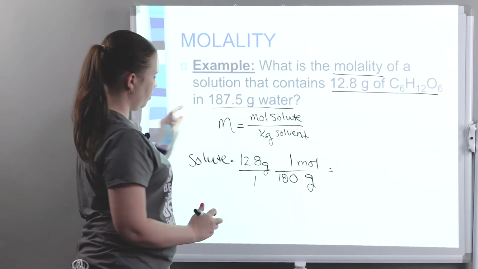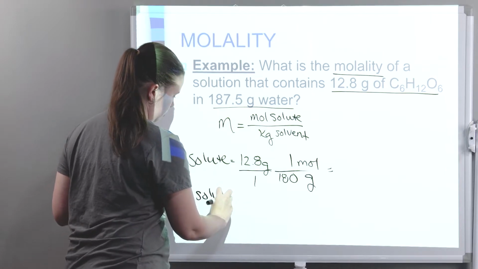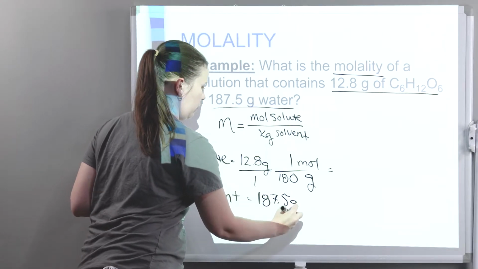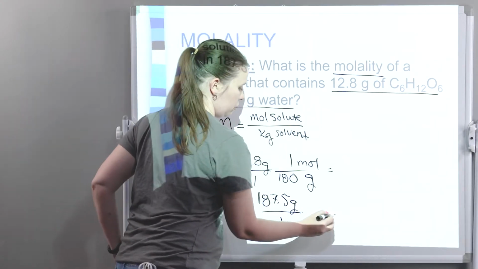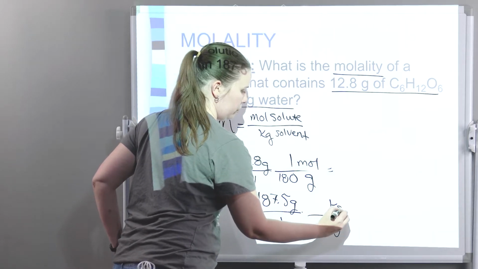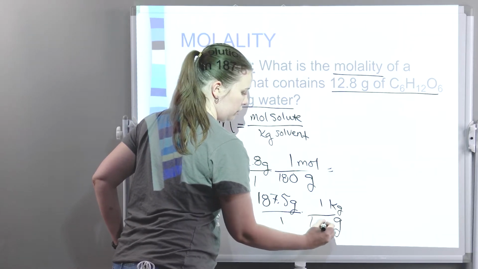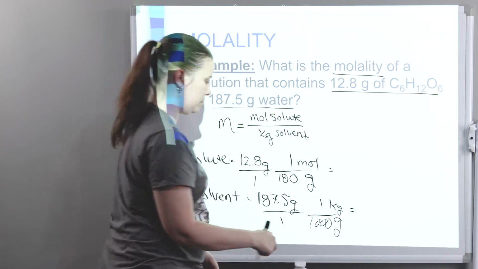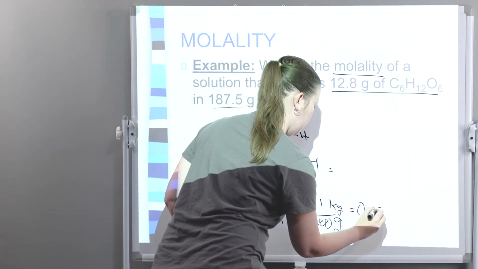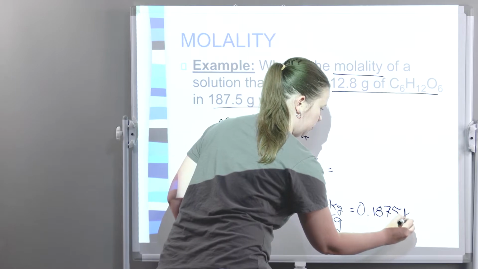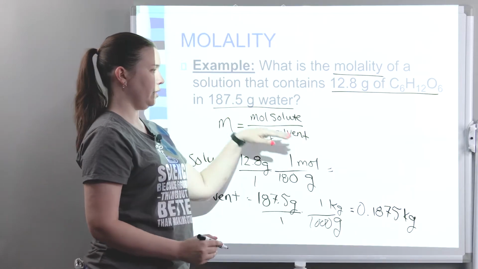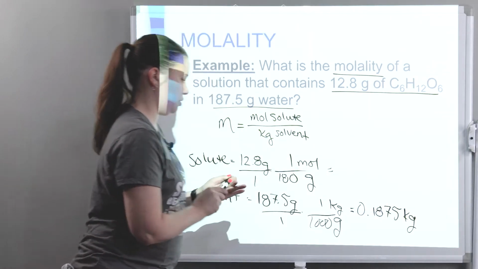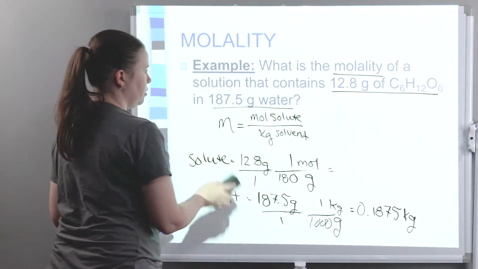Then we're going to need to convert our solvent. So the solvent is given as 187.5 grams. So we can convert gram to kilogram using dimensional analysis. Gram on the bottom, kilogram on top, and 1 kilogram is equal to 1,000 grams. Or you may know the trick where you're moving the decimal place back 3 places. So this is going to be 0.1875 kilograms, which I can then plug in on the bottom. So we get our moles on top and the kilograms on bottom, and then we'll be able to solve for molality. So let's go ahead and see what our math works out to.